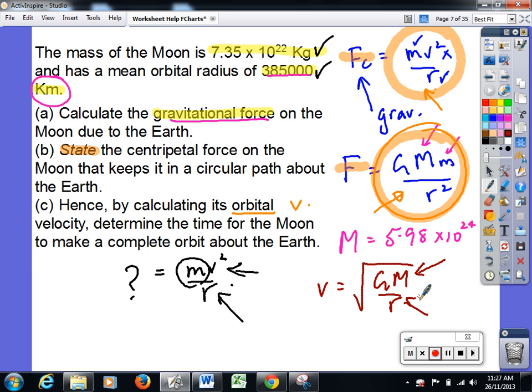But the word hence is being used here, so we are asked to use the previous information to calculate further. So take a few moments now to do it this way, and if you would like to, you can always just check whether or not your answer gets the same value if you just simply plug it into the orbital velocity formula.